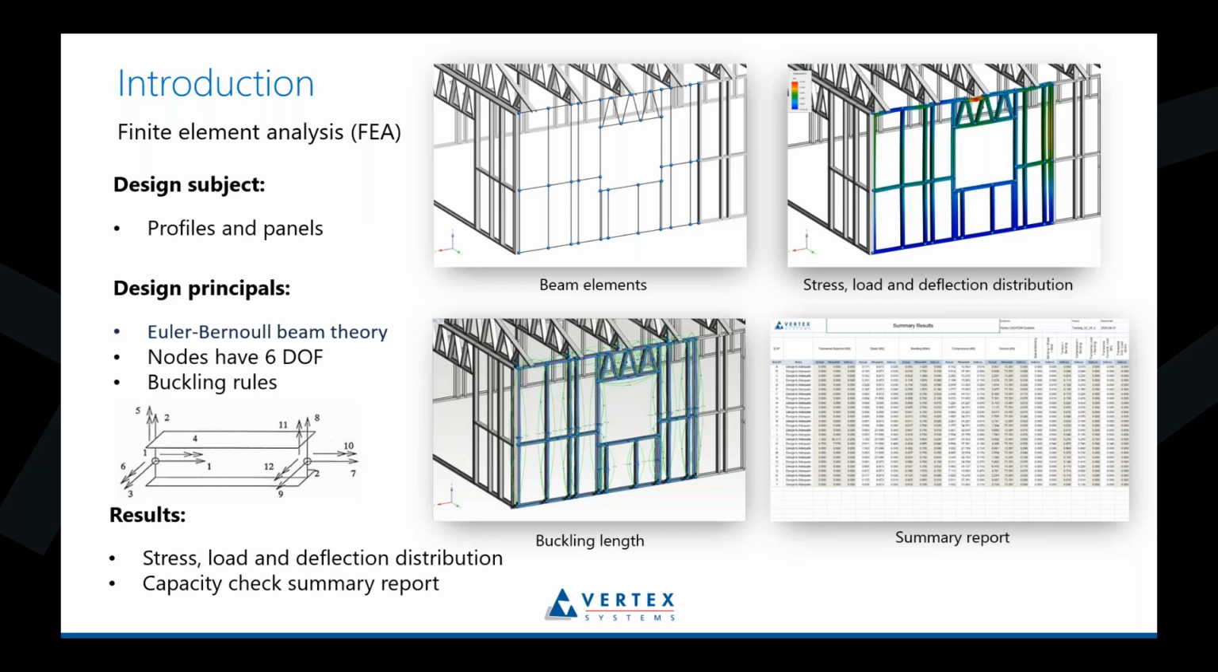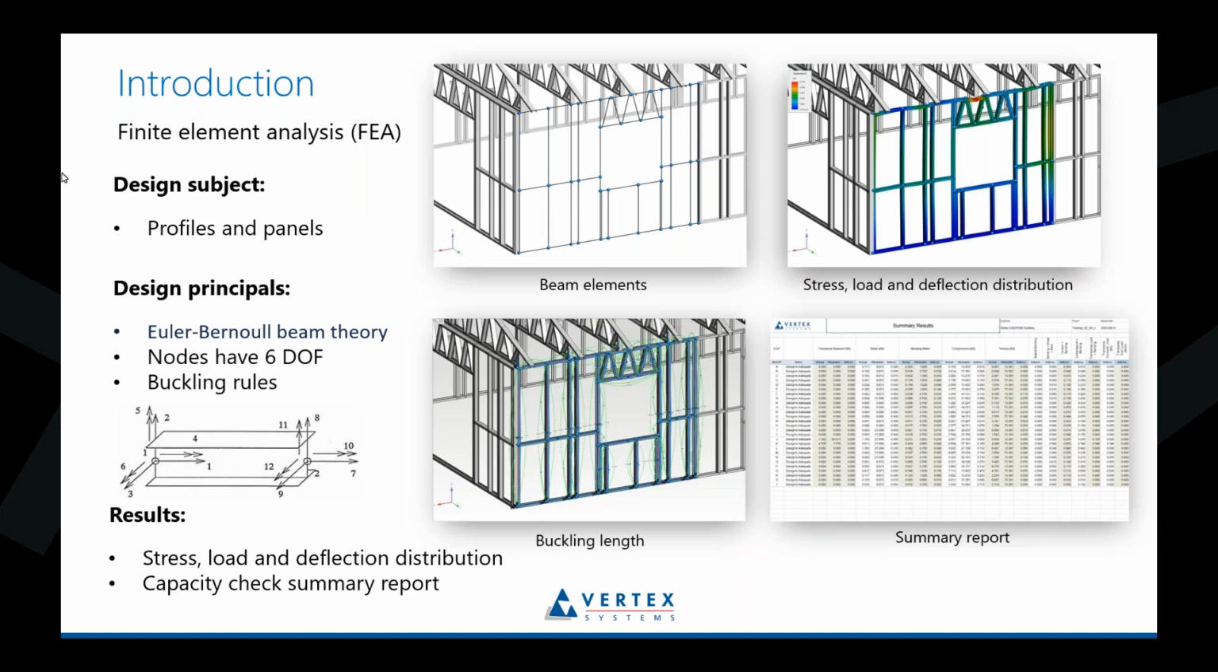In terms of design principle, it uses Euler-Bernoulli theory. So every member would have two nodes, one at each end. And of course, later on when we build up the model, we can add additional nodes along the member. Each node would have 6 degrees of freedom: 3 degrees of translational freedom and 3 degrees of rotational freedom. That makes up our basic FEA model.